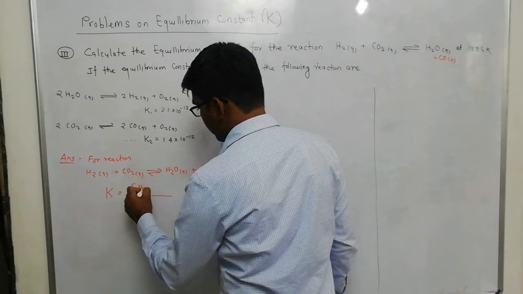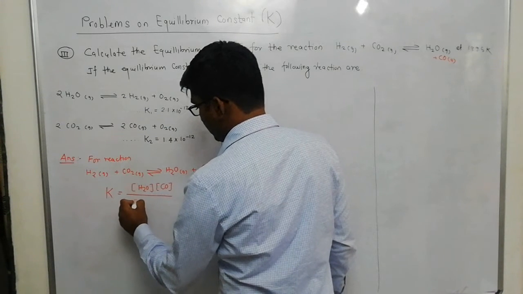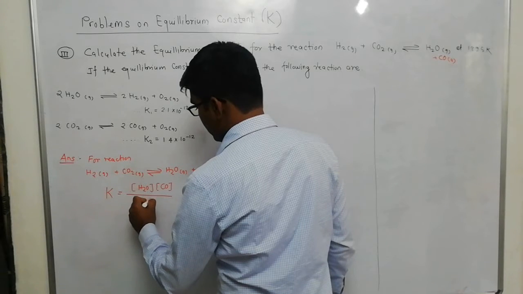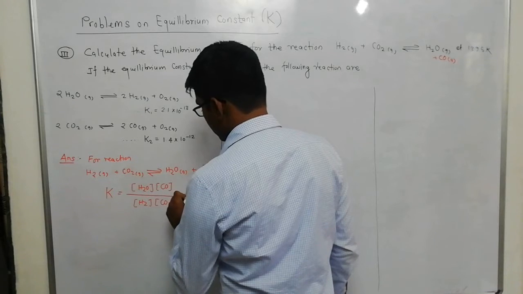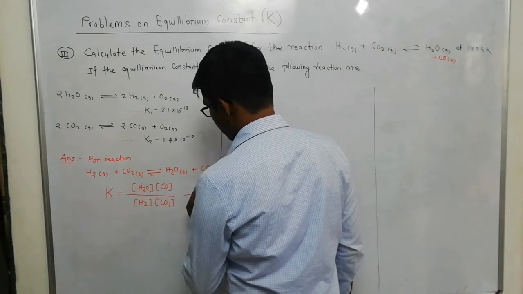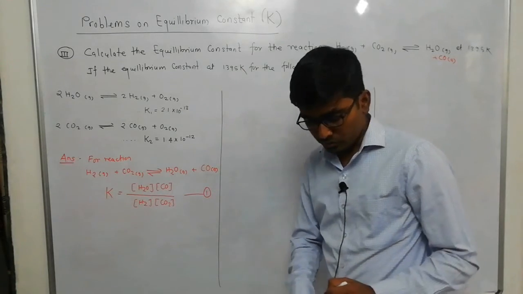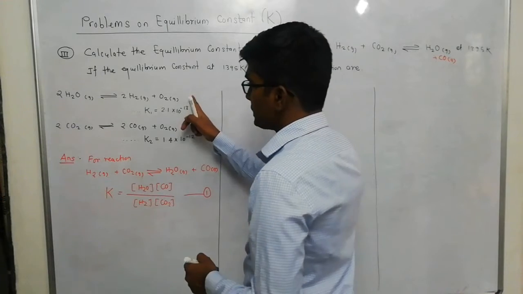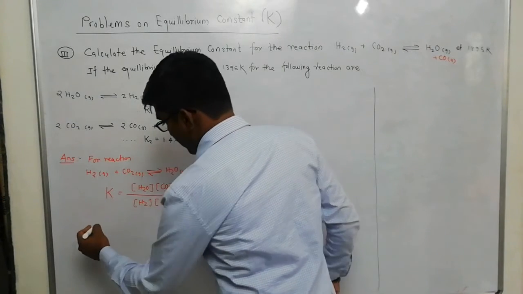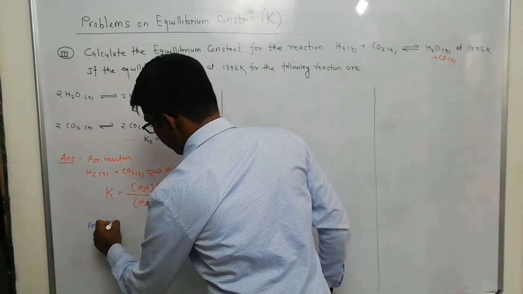concentration of product, H2O into CO, upon concentration of the reactant. Okay, so let us say this is the reaction number 1. Now for the second reaction, let us write the equilibrium constant for this reaction.